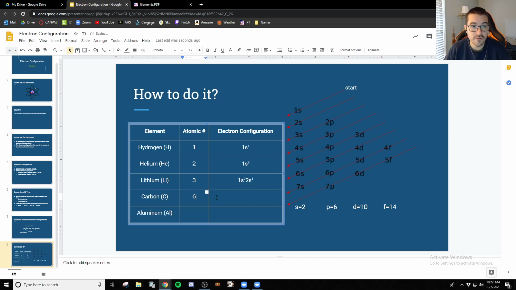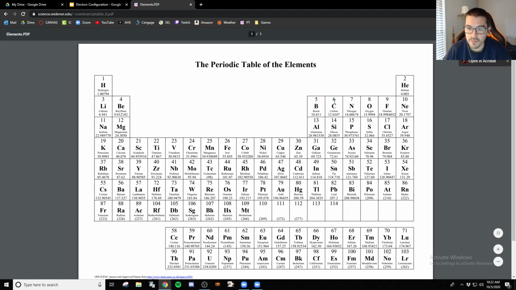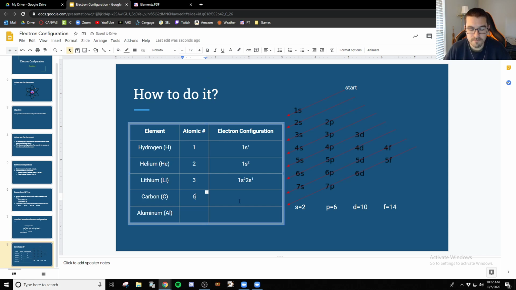All right, let's look at a bigger one. Carbon is number 6 on the periodic table. Here's carbon. This is a little bit of a bigger element, so let's see if we can do this for carbon. Once again, I'm always going to start with 1s. That's always the first place that I go. I can put 2 electrons there.